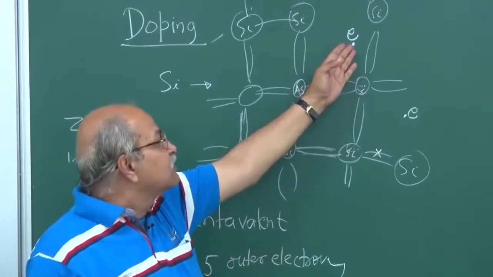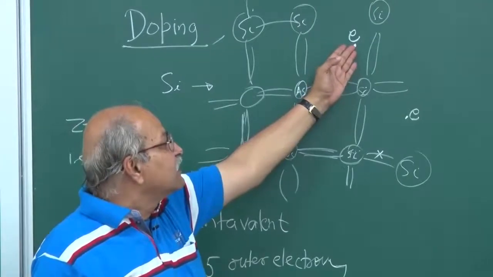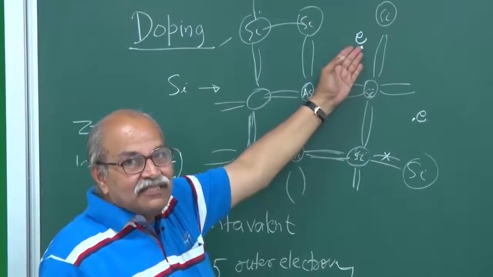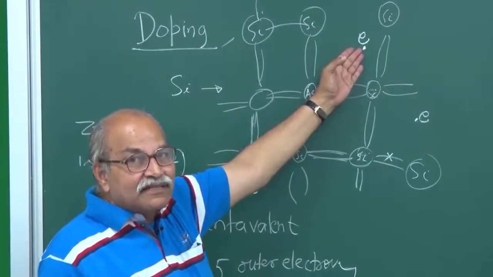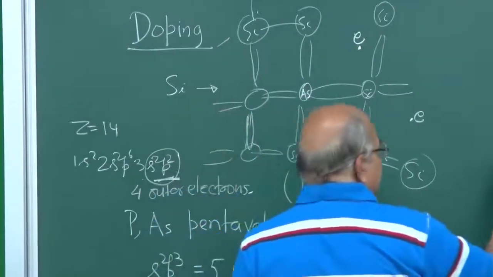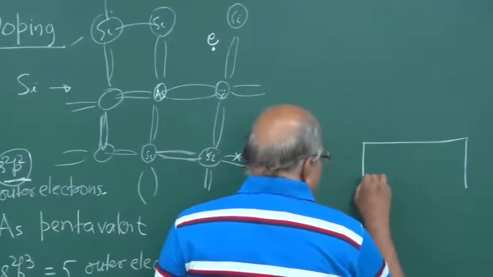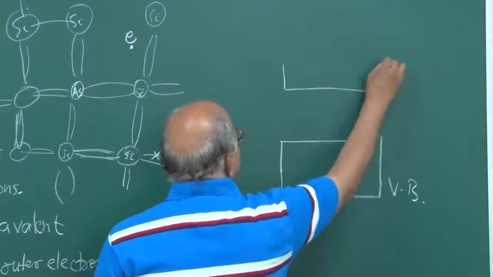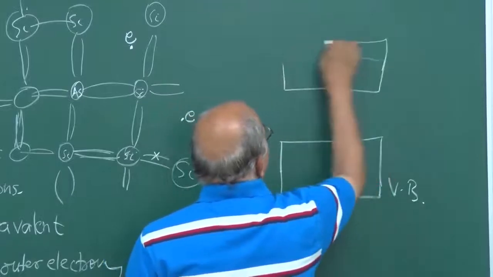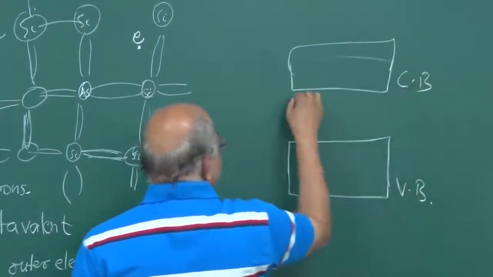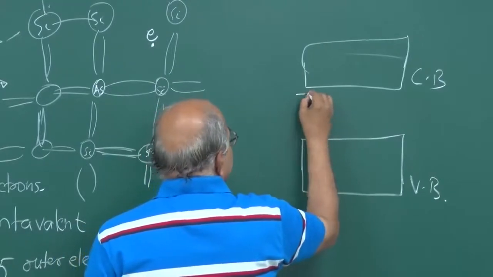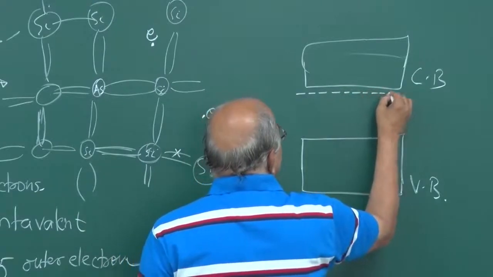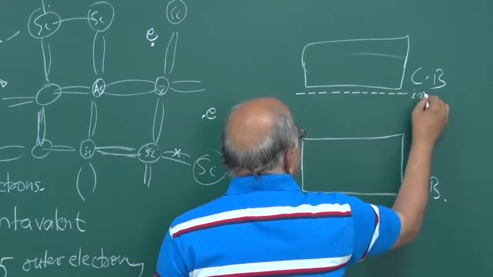The energy levels which are created, in which these electrons are there to start with, are different energy levels which we call impurity energy levels. So in this case, for pentavalent impurities, if this is the valence band and this is the conduction band and this is the gap, the new energy levels are created close to the conduction band, somewhere here. This is the impurity level.